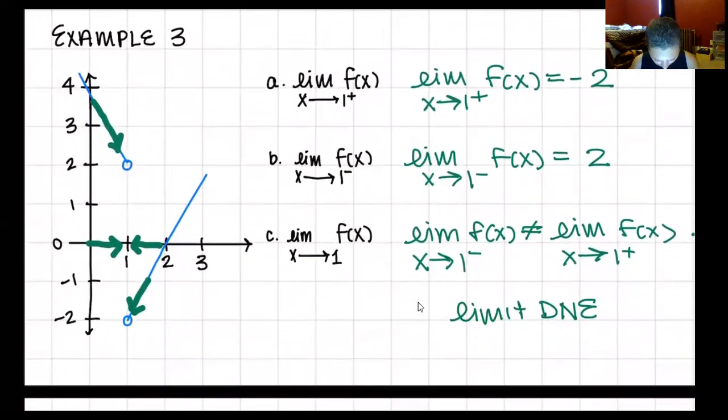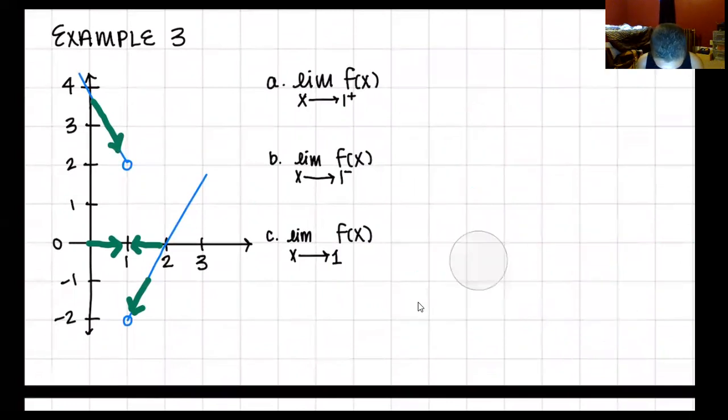I apologize. I already had this example worked out from the sum. Anyway, so let's start with example 3, part A.